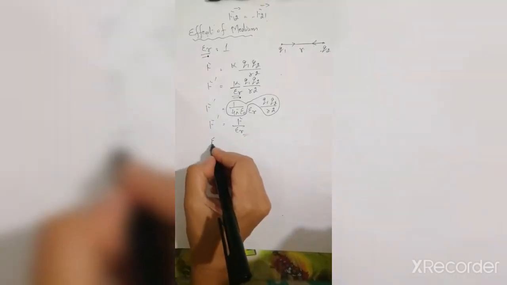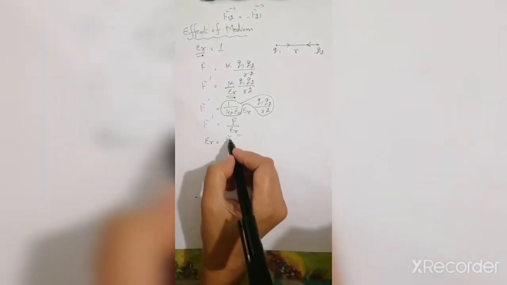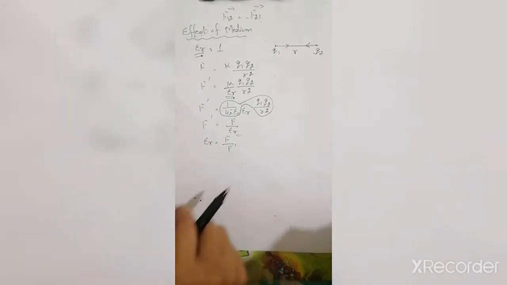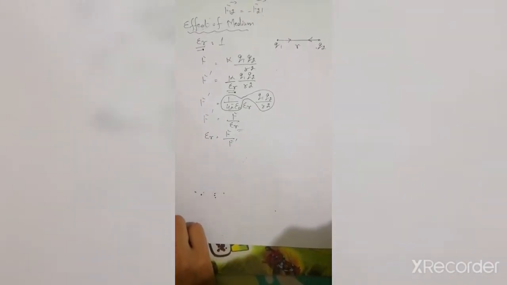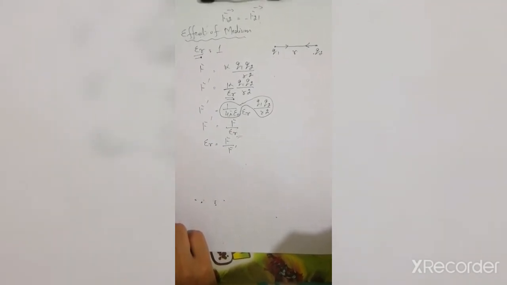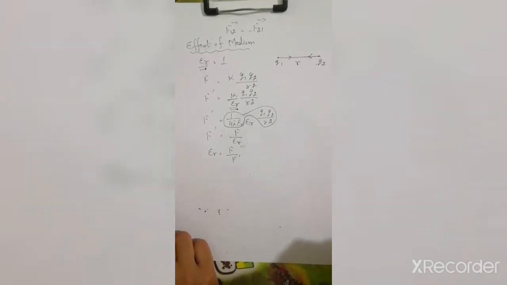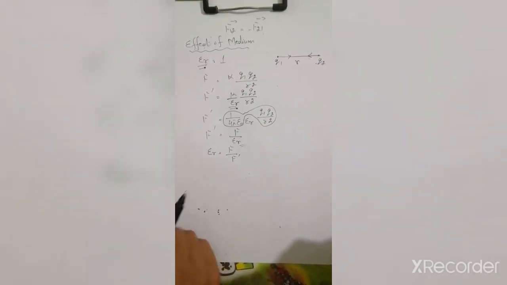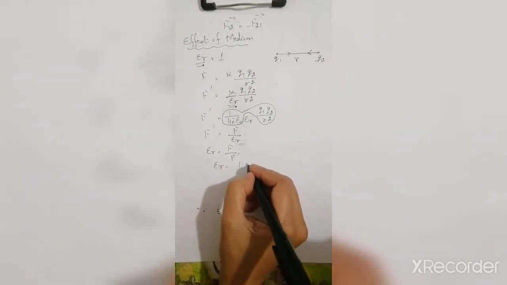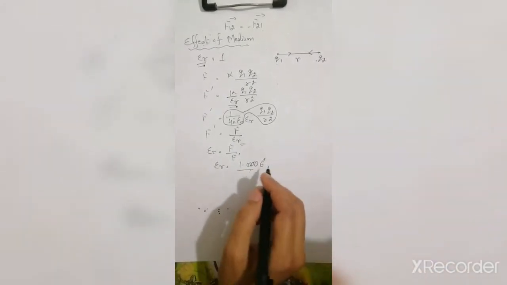To find the value of epsilon r, cross multiply, so the value of F prime comes into the denominator. For the vacuum, the value of epsilon r is 1. For air, it is approximately equal to 1; the value for air is 1.0006, which is nearly equal to 1.